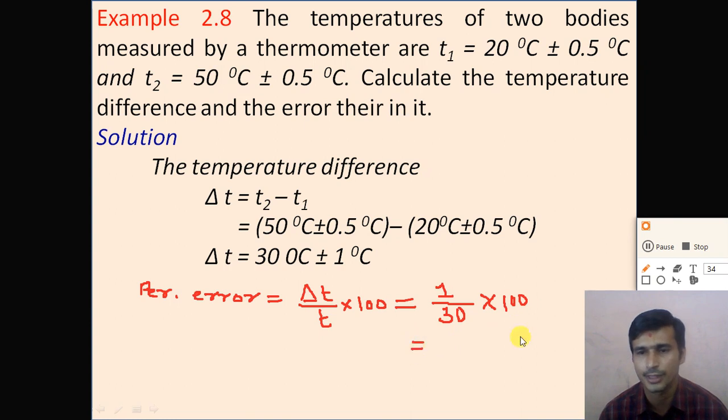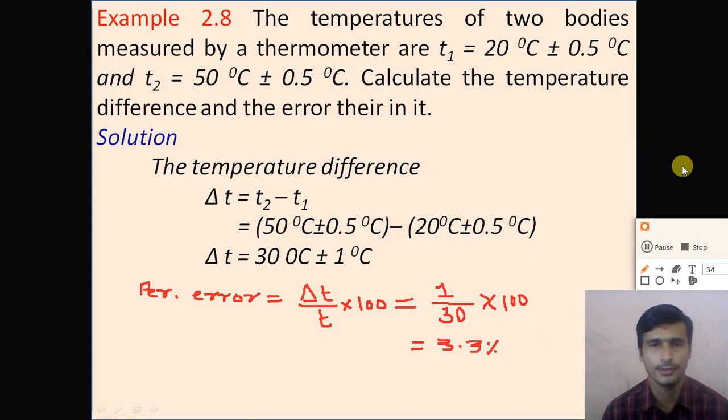What will be the answer? You can calculate it by yourself also. 100 divided by 30, that means approximately 3.3 percent. So the percentage error in the temperature difference is 3.3%. So dear student, understand this example. If any similar example is given to you, a sum or a difference, we must add the errors in the final result.